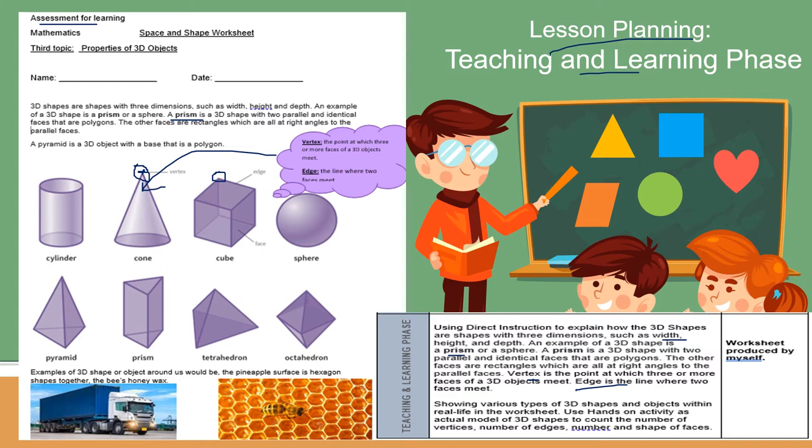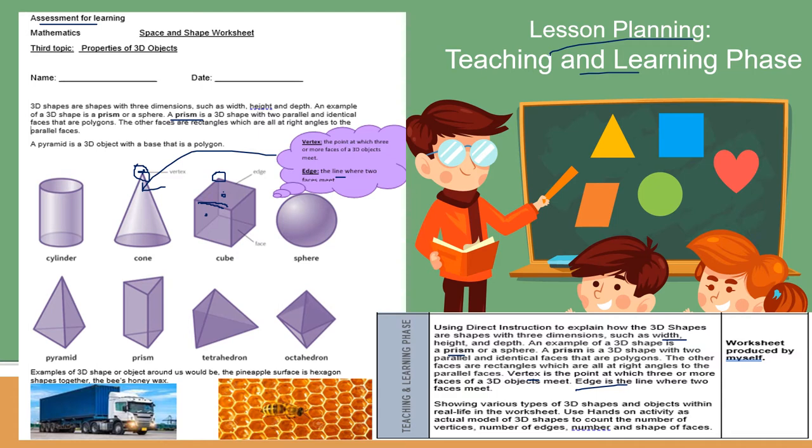So an edge is the line, keep that in mind, where two or more faces meet, okay? Specifically a line, this is the line. So a vertex is the corner, the edge is where the two faces meet, okay? One face, two face, one face, there's the line, okay? That's an edge. That's the way you can possibly explain it to the child, okay?